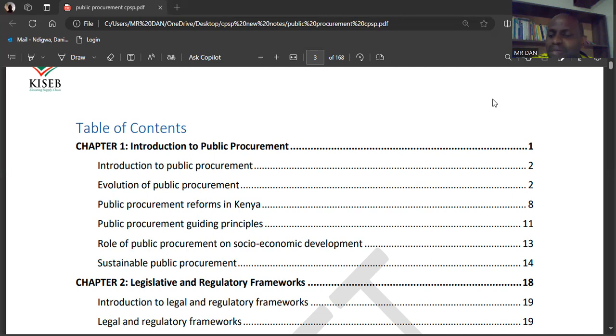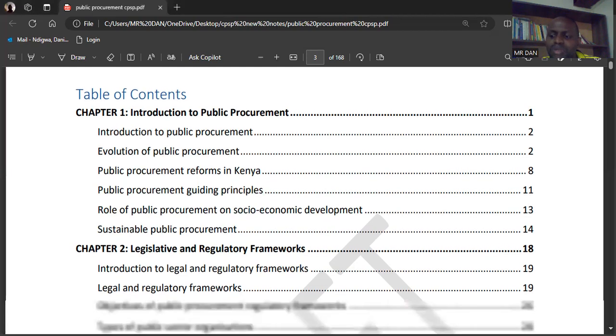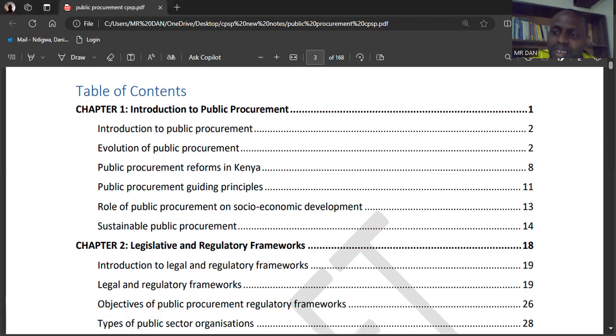And the other thing is sustainable public procurement. And sustainability here, we are looking at businesses nowadays. Businesses must be sustainable so that at the end of the day, you are able to be there like forever. So sustainability is all about surviving, or how businesses are going to survive in the future. So as much as you are operating today, you also need to look at the future generation, what we are going to get out of what we do today.